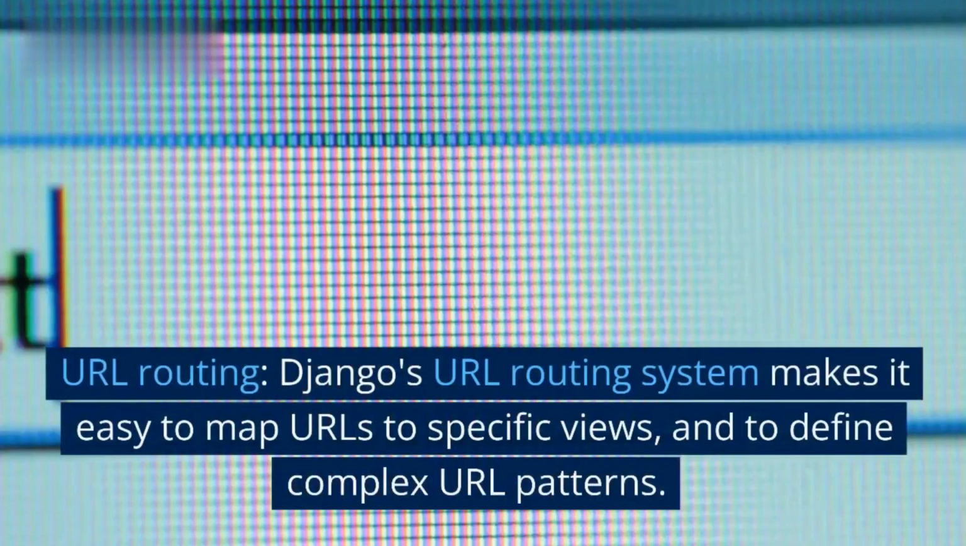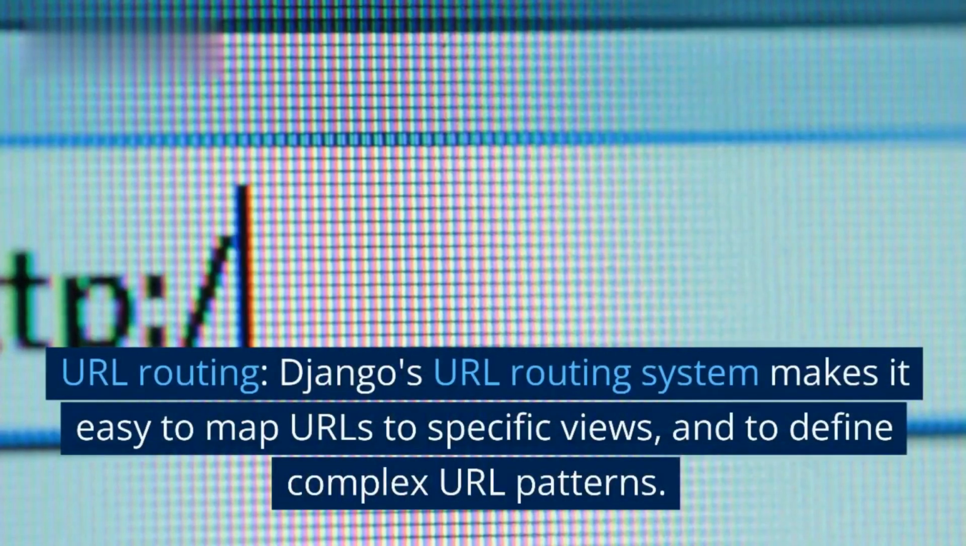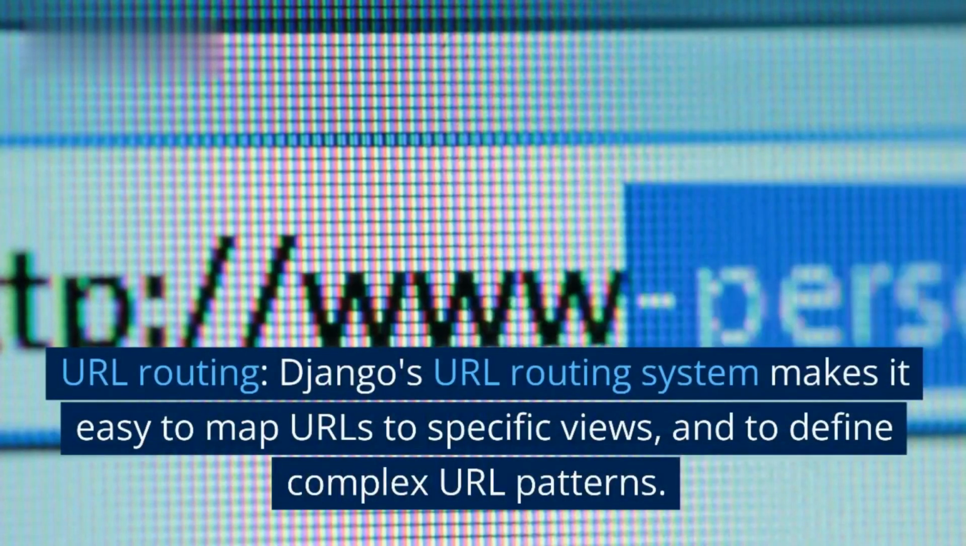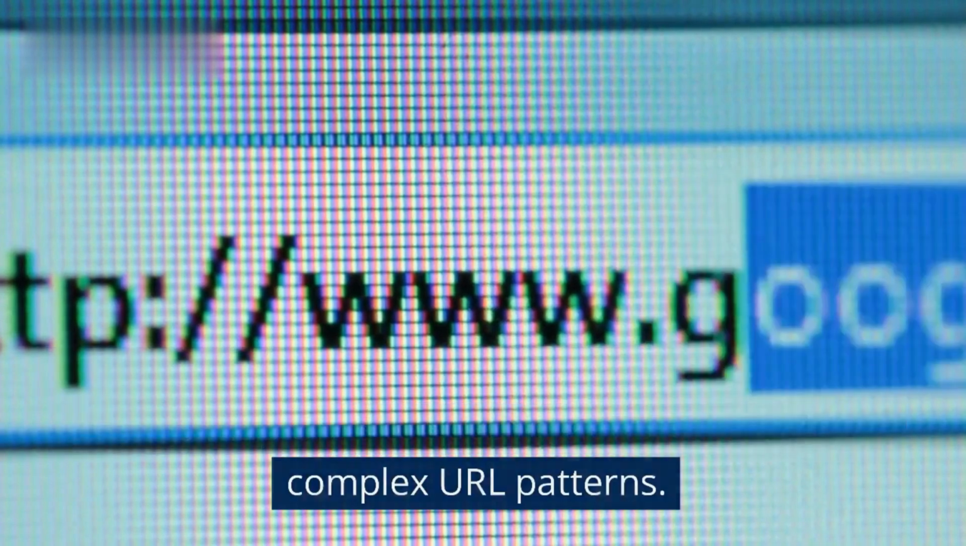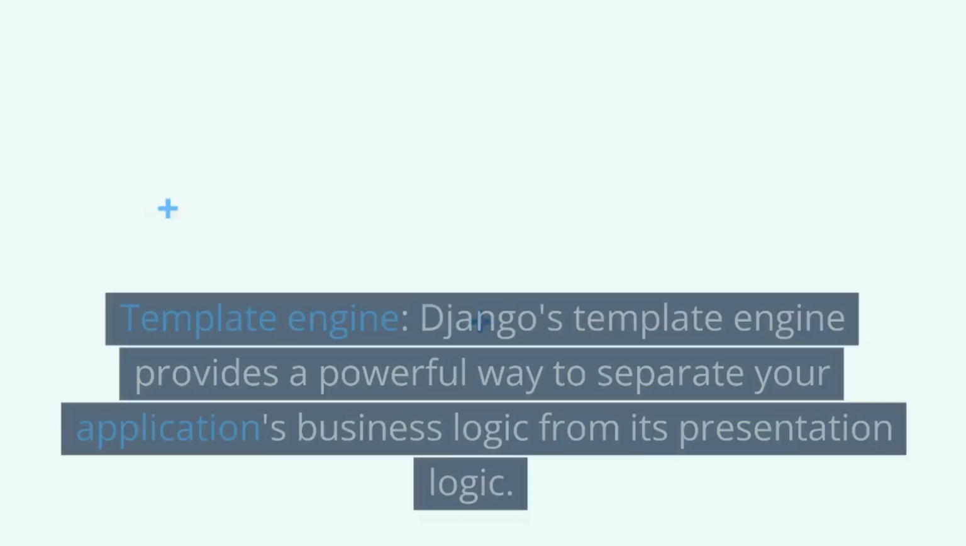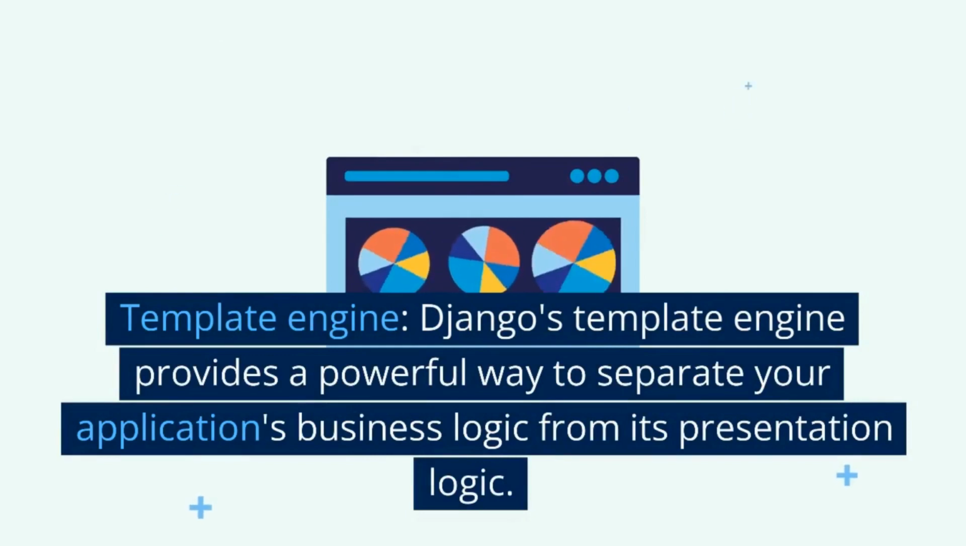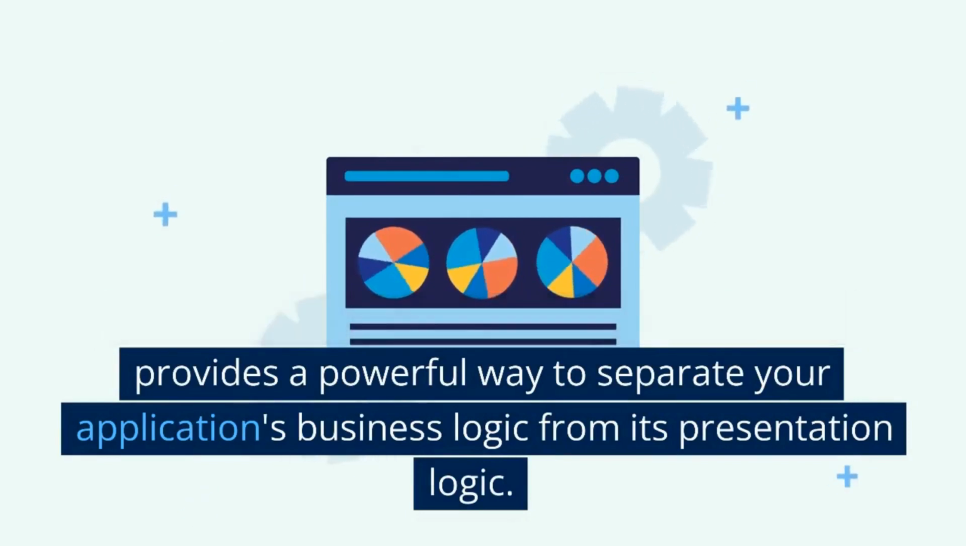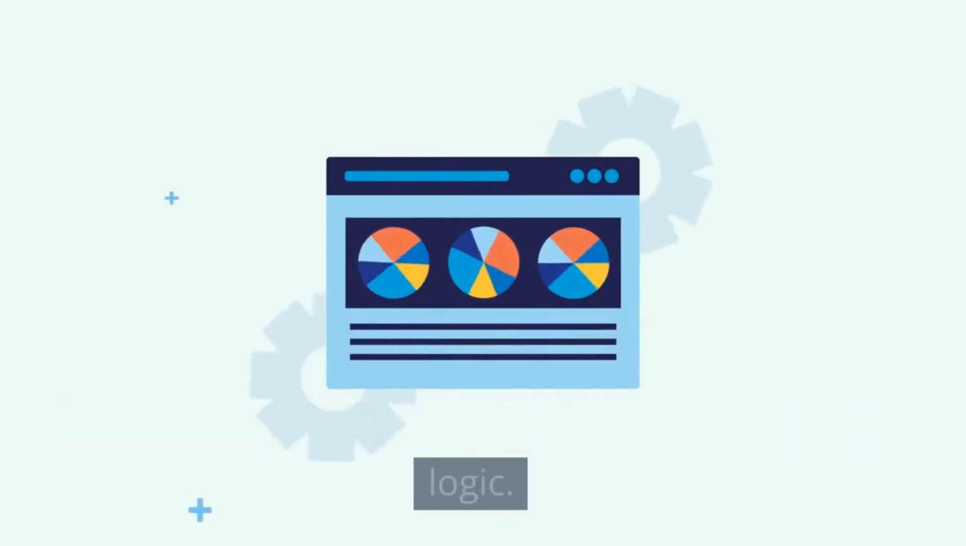2. URL Routing. Django's URL routing system makes it easy to map URLs to specific views, and to define complex URL patterns. 3. Template Engine. Django's template engine provides a powerful way to separate your application's business logic from its presentation logic.